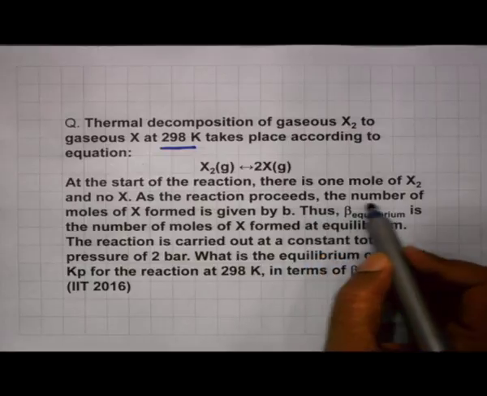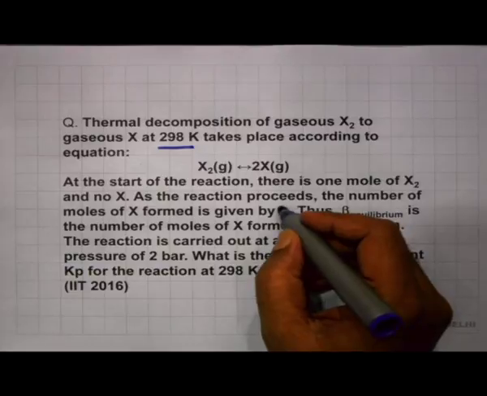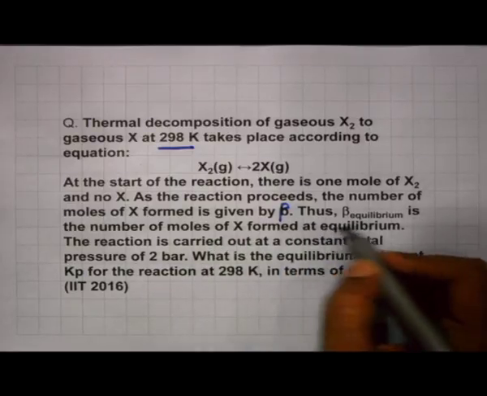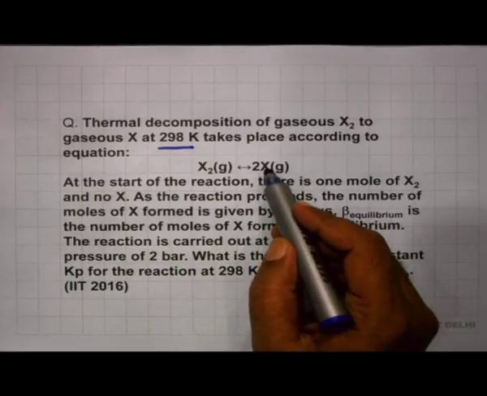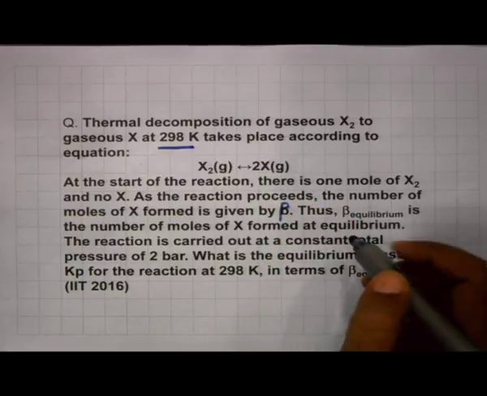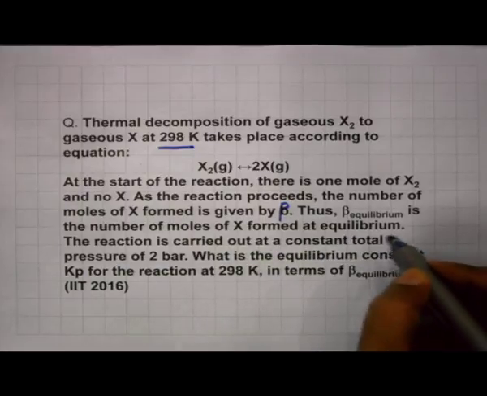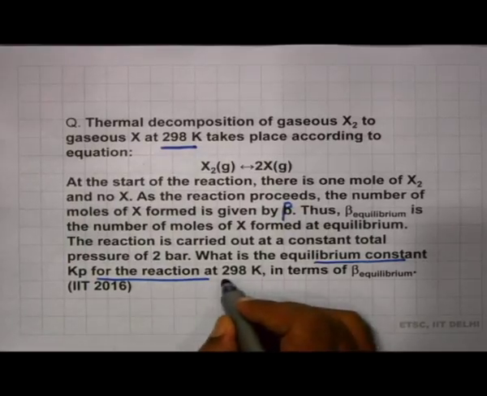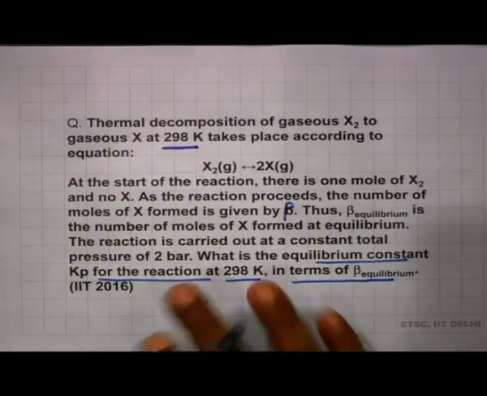As the reaction proceeds, the number of moles of X formed is given by beta, sorry, this is beta equilibrium, the number of moles of X formed at equilibrium. So at equilibrium, the concentration of X is beta. The reaction is carried out at a constant total pressure of 2 bar, and it is asking what is the equilibrium constant Kp for the reaction at 298 K in terms of beta equilibrium. Now, you see here the equilibrium concentration of product is given, the equilibrium concentration of reactant is not given. Okay, but you know the initial moles of reactant.